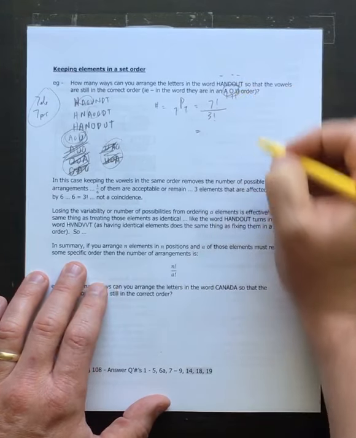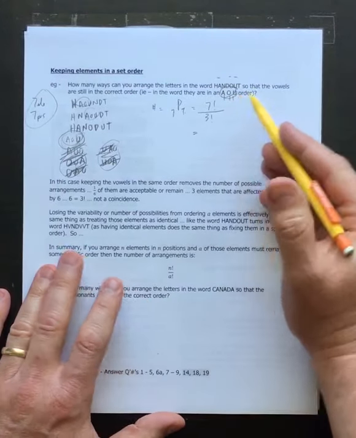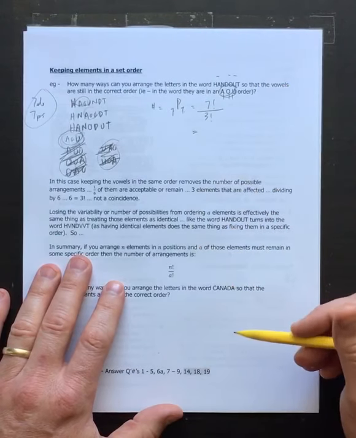So it's almost like we treat those 3 as if they're identical elements, but they're not identical elements. What we're doing is we're losing arrangements, not because the elements are identical, but because we can't arrange those. The same reason. Because when the elements are identical, we can't have different arrangements. And if we're not allowed to arrange these, then we can't have different arrangements. So it's still the same thing.